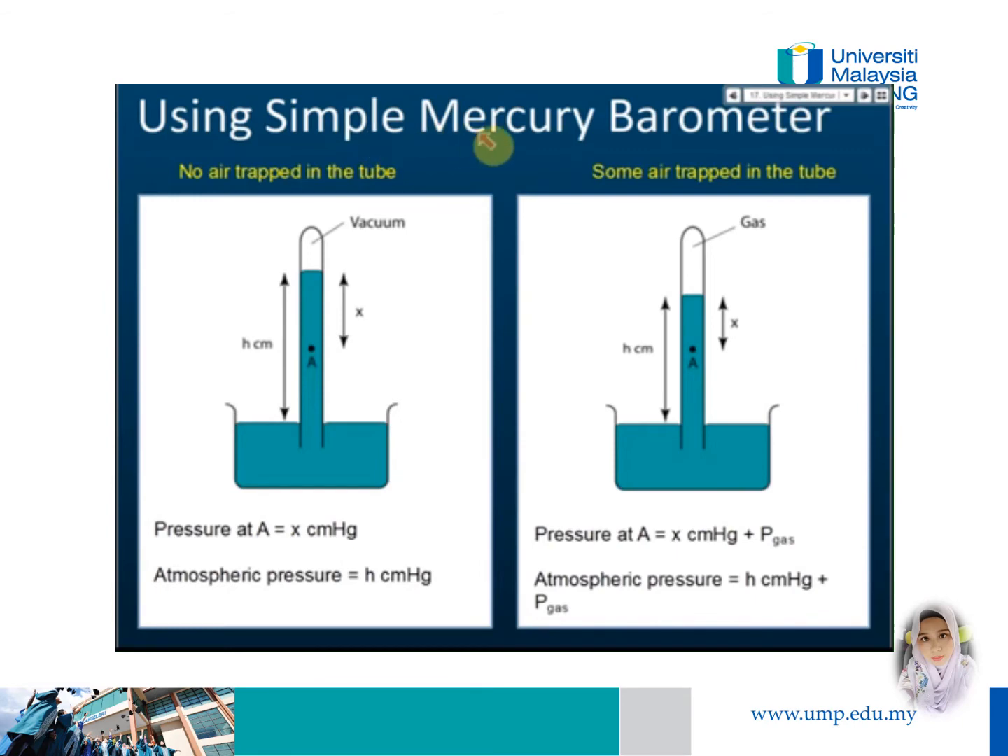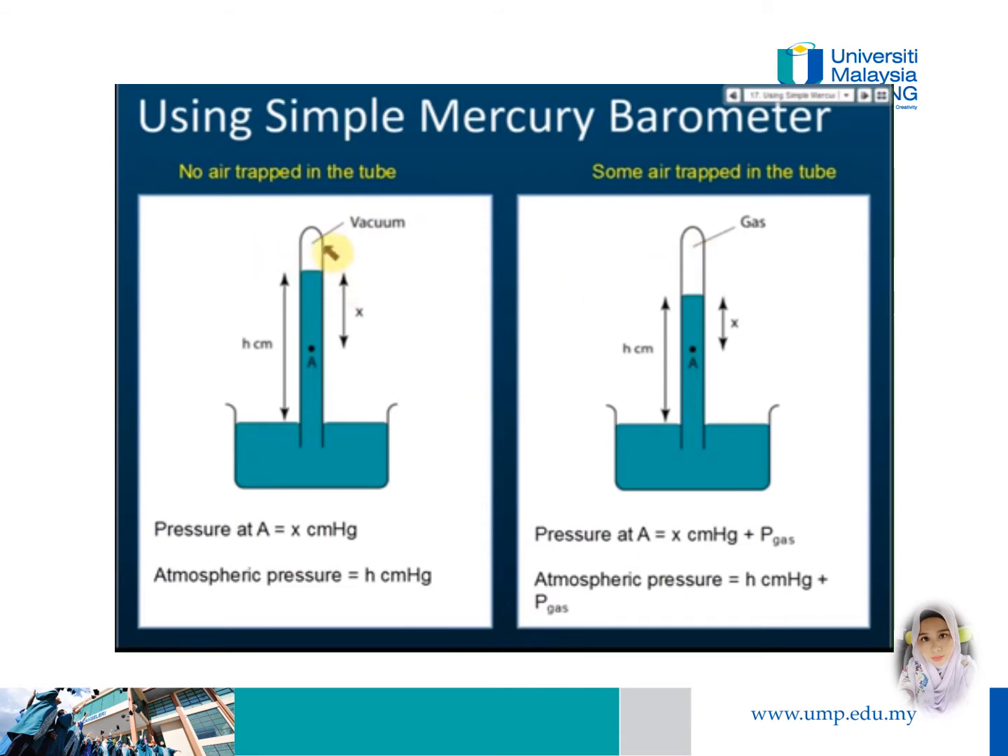Now for a simple mercury barometer in the exam, they may give you two types of questions, so you must be very careful. The first one is where inside the tube is labeled vacuum. Another one is where there is some gas trapped in the tube.